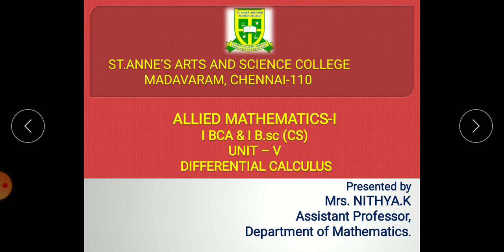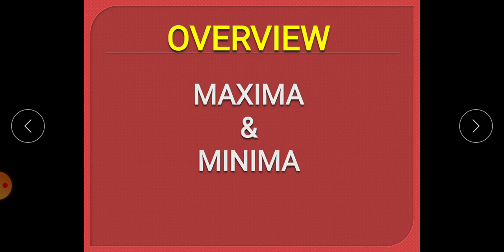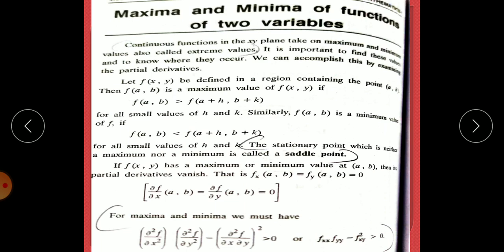Today we have come to the end of Unit 5, that is differential calculus, maxima and minima. It is an important section. They will be asking 2 marks, 5 marks, as well as 10 marks questions. Definitely you can expect the 10 mark question from this section. So we are going to see the maxima and minima of a function of two variables.